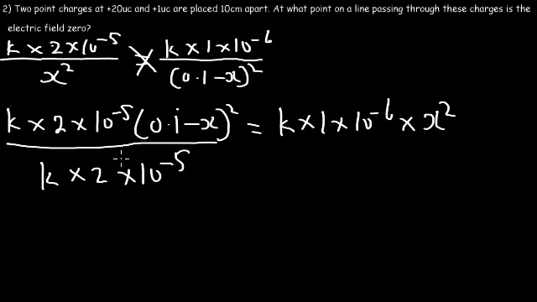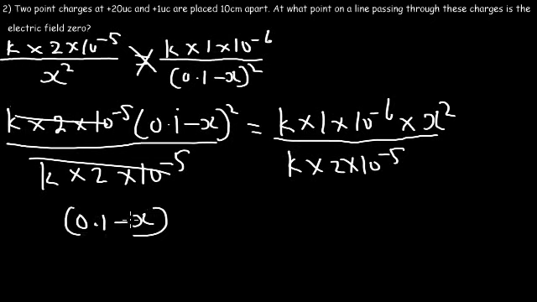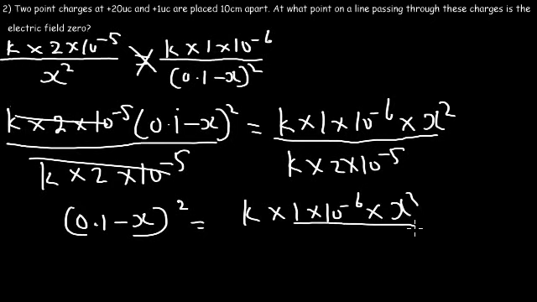By now, I should have begun the mathematics, but I don't just want to start that. I want to have everything expressed, but I don't think you should feel it's bulky this way. K times 2 times 10 to the power of negative 5. Hopefully, you're getting the steps. So this can cancel out, and I can have (0.1 minus x) all squared equal to k times 1 times 10 to the power of negative 6 times x squared, divided by k times 2 times 10 to the power of negative 5.